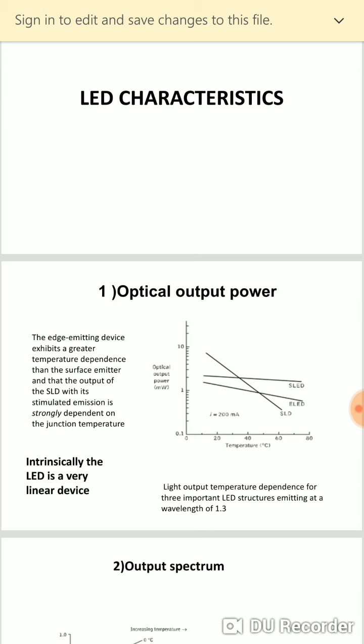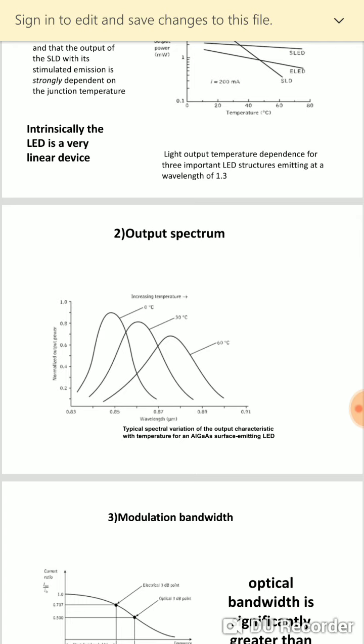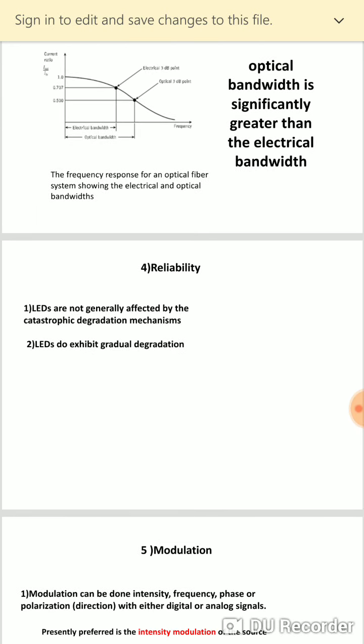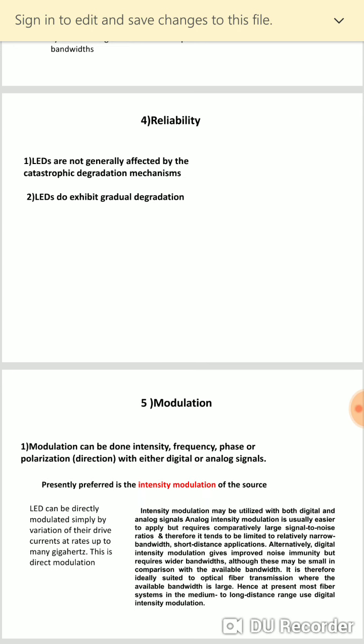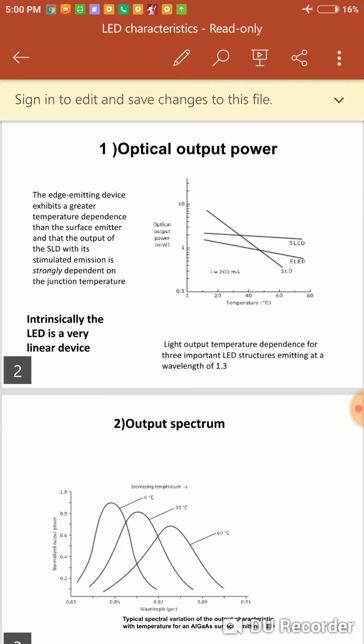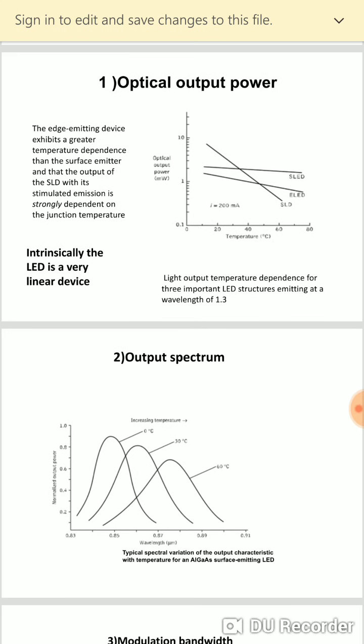But if we study the specific characteristics of LED, there are a total of 5 characteristics we are going to consider. First one is optical output power. Second, output spectrum. Third, modulation bandwidth. Fourth, reliability. And fifth one is modulation. So let us start with the first characteristic, that is optical output power.